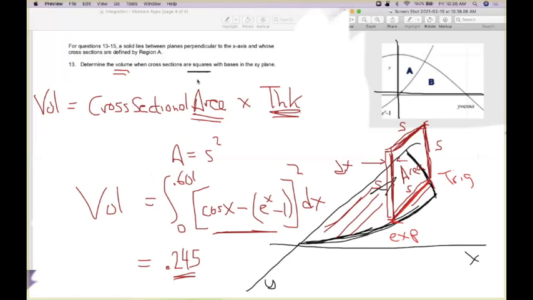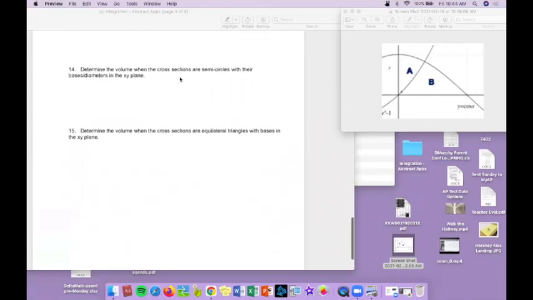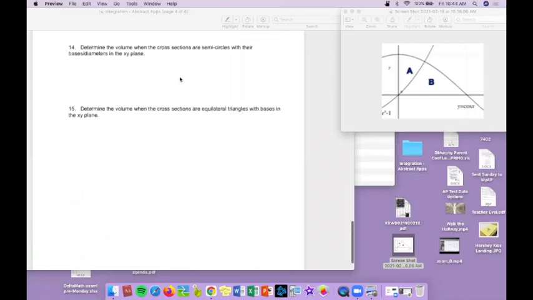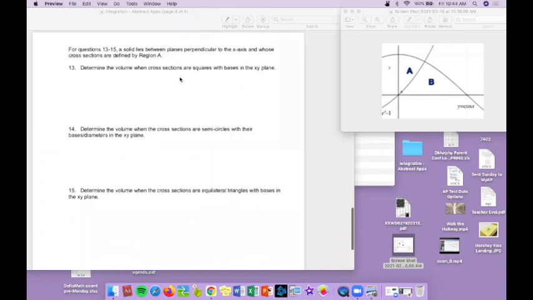The cross-sectional square is probably the easiest one. If you take a look at this, there are two more in the offing. Is it offing or offering? It's the same instructions. A solid lies between planes perpendicular to the x-axis and whose cross-sections are defined by region A.